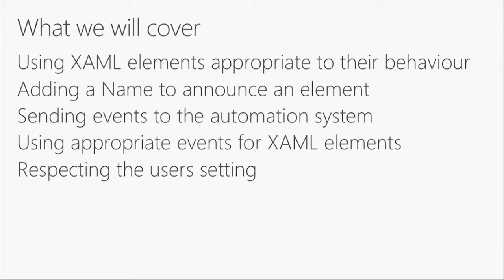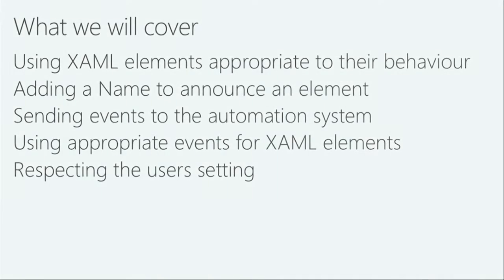So what we're going to cover today, we're going to look at how you use XAML applications and elements appropriately, making sure that we can help the framework out when it has information that it can't deduce automatically, and we're going to add different properties to help the system out. We're going to cover sending events to the automation system, but also using events appropriately within the XAML framework so that the automation system can hook into that. And then in the last half of the video, we'll cover respecting the settings.